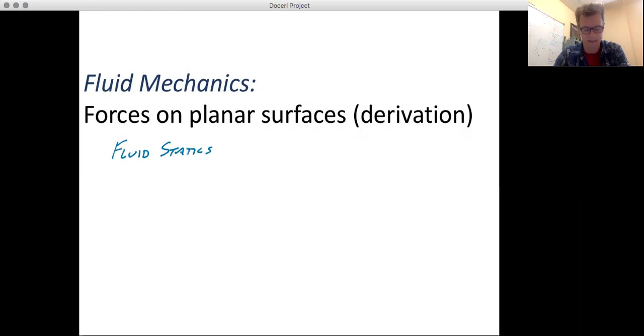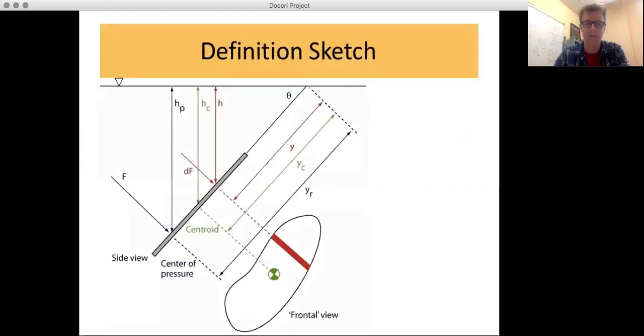As you see fit. So I want to start us off with this definition sketch, which we'll use throughout the lecture today. There's a couple of important points in here. Shown in green on this is the centroid. That jelly bean looking shape at the bottom that says frontal view, you can think of as some arbitrary shape that's submerged below a liquid, or within a fluid, I should say. Green is defining the centroid, so these H's are defining depth from the water surface down, and these Y's are defining distances along the angle of that plane. So we've got an inclined plane at angle theta relative to the liquid surface.